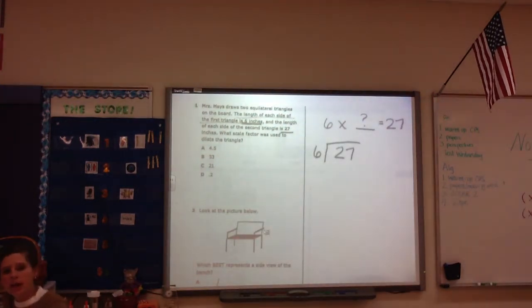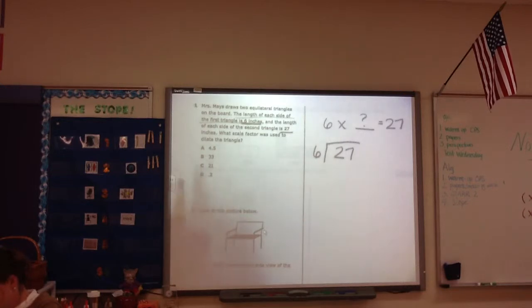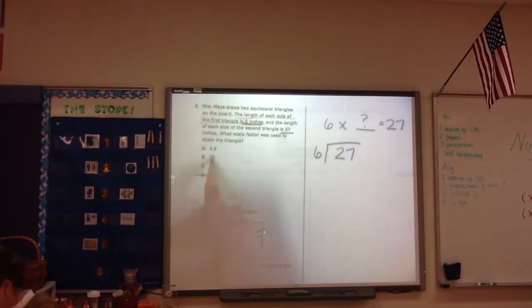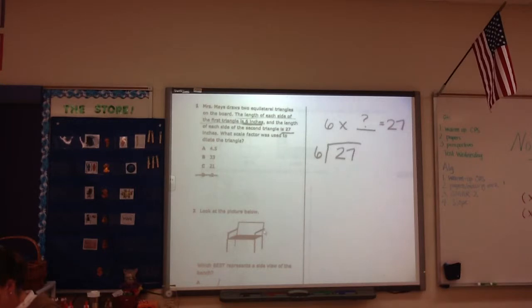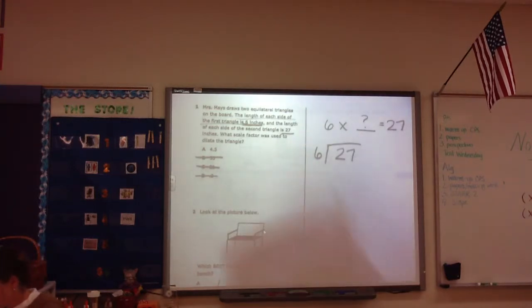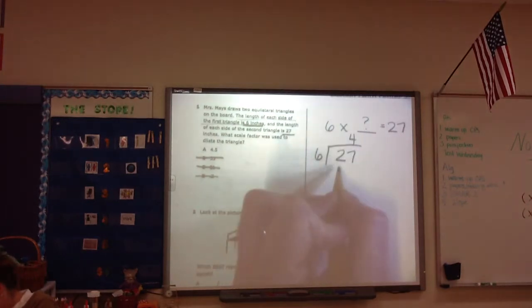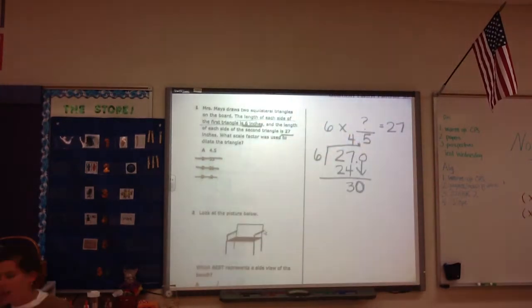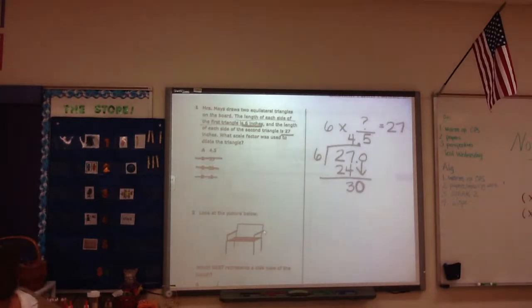If you don't know what else to do, what can you do? Let's start by eliminating answer choices. Which one of these will make the number smaller? That's right, D. So we can cross off D. If you think about it, 6 times 33, is that going to be 27? No, that's if somebody added the two numbers together. What about 6 times 21? Oh, that's if they subtracted the numbers. I don't even have to divide here. I know my answer is A. But just to make sure, I'm going to go ahead and divide. And in fact, it does go in 4.5 times. So the scale factor is 4.5.